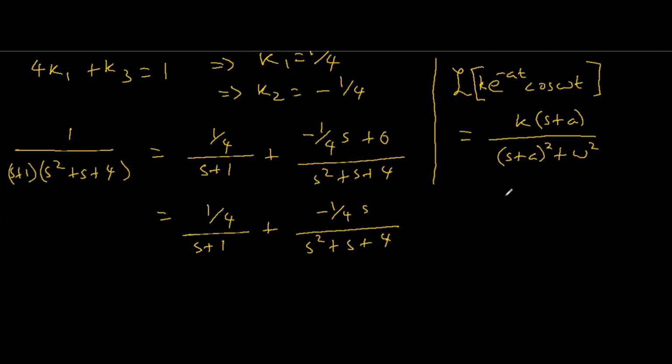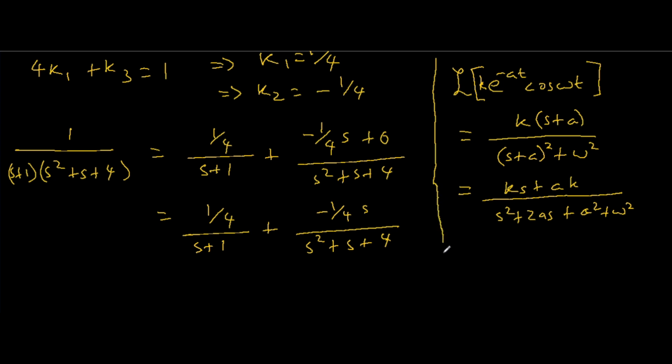Hello, and so this is just continuing exactly where we left off in the previous video. So please make sure you watch the previous video before this one. Yeah, so we are at this point and we can go ahead and expand this. If we expand this, we have ks plus ak all over s squared plus 2as plus a squared plus omega squared. Good, so we're here.